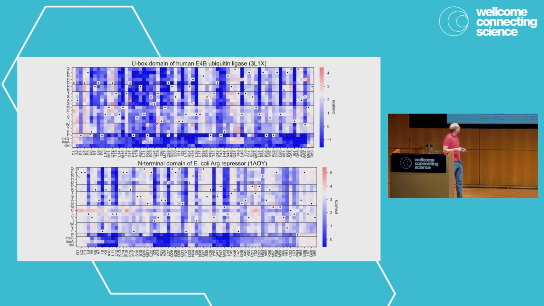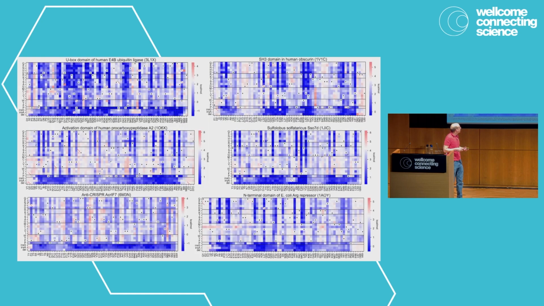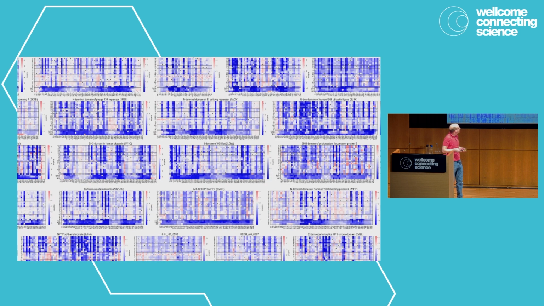This is the N-terminal domain of the E. coli arginine repressor. These are some more mutational scans. I feel like I actually need one more slide because this audience isn't going to be impressed by just this amount of data. So I really needed to go out to one more zoom, but that's as far as I went.